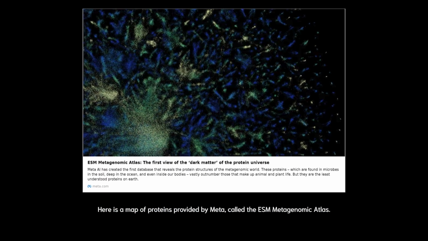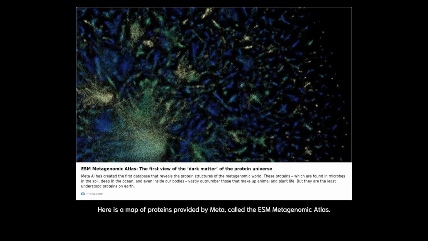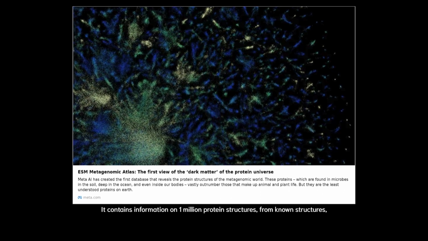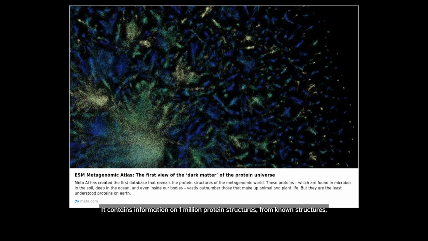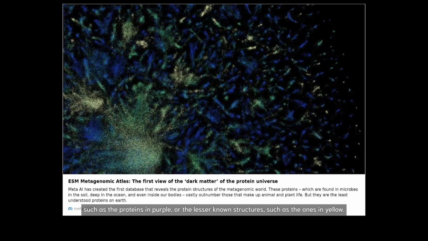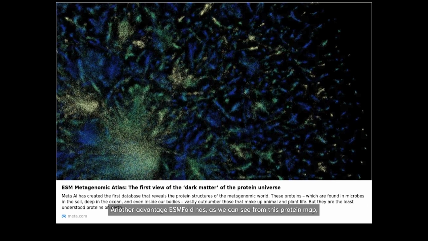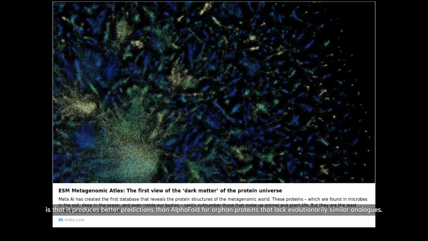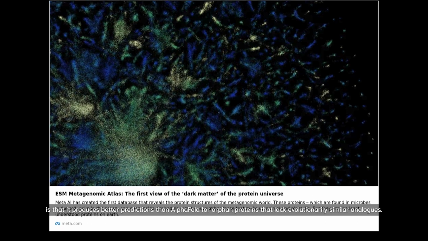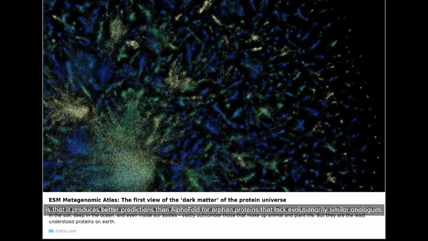Here's a map of proteins provided by Meta called the ESM Metagenomic Atlas. It contains information on 1 million protein structures, from known structures such as the proteins in purple, or the lesser known structures such as the ones in yellow. Another advantage ESMFold has, as we can see from this protein map, is that it produces better predictions than AlphaFold for orphan proteins that lack evolutionarily similar analogs.